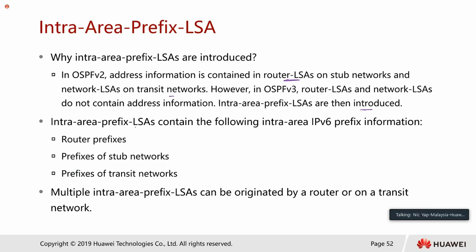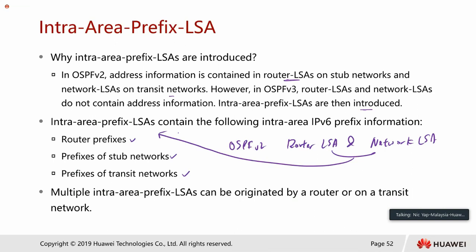The intra-area prefix LSA contains the following intra-area prefixes: a router prefix, the prefix of the stub network, and the prefix of the transit network. It means that they combine the OSPFv2 router LSA and network LSA information, and combine it into the intra-area prefix LSA. In OSPFv2, this transit network would be shown under your network LSA.